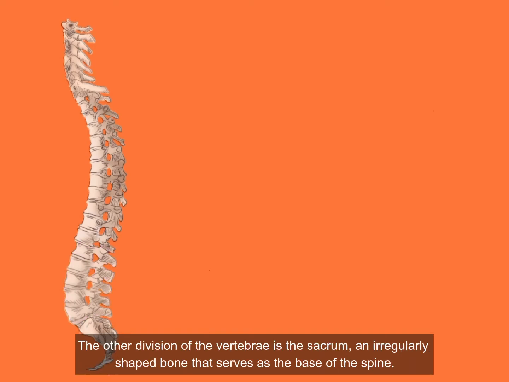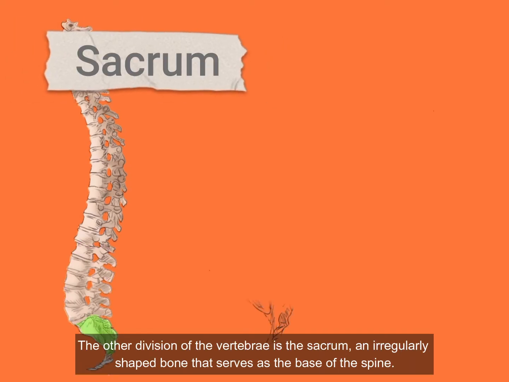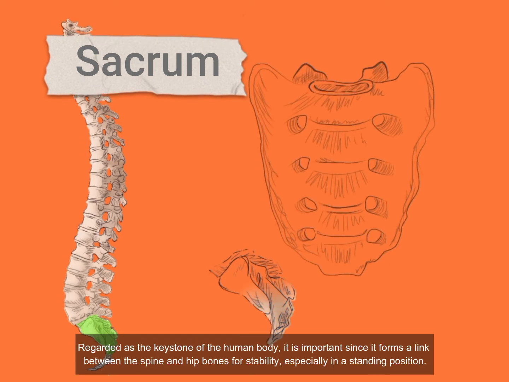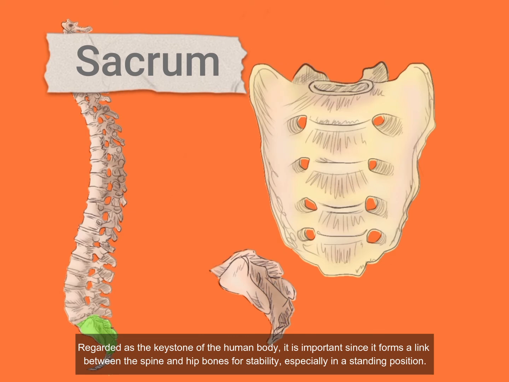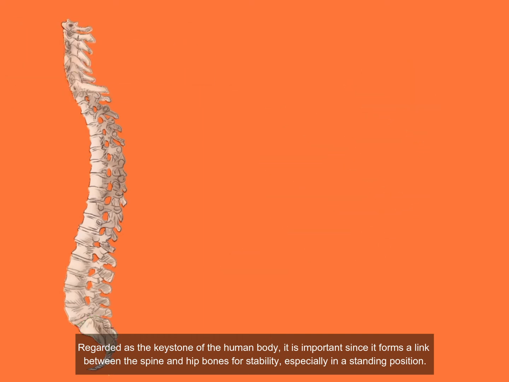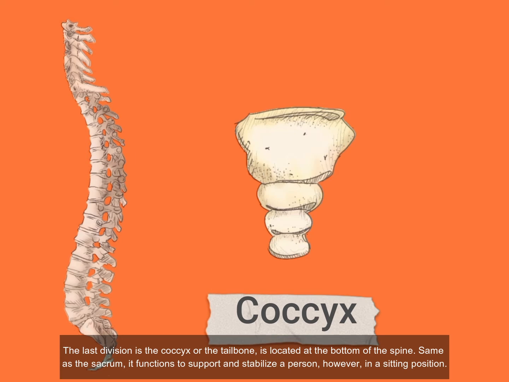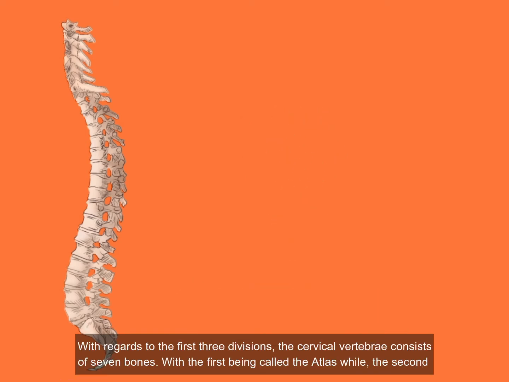The other division of the vertebrae is the sacrum, an irregularly shaped bone that serves as the base of the spine. Regarded as the keystone of the human body, it is important because it forms a link between the spine and hip bones for stability, especially in a standing position. The last division is the coccyx or the tailbone, which is located at the bottom of the spine. Same as the sacrum, it functions to support and stabilize a person, however, in a sitting position.